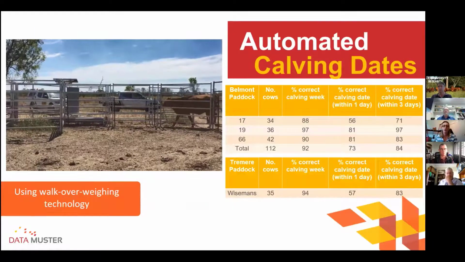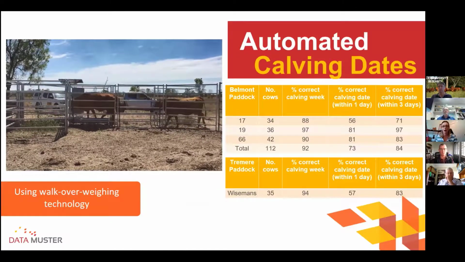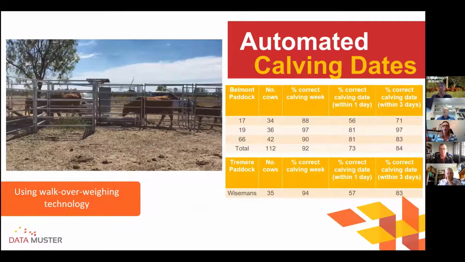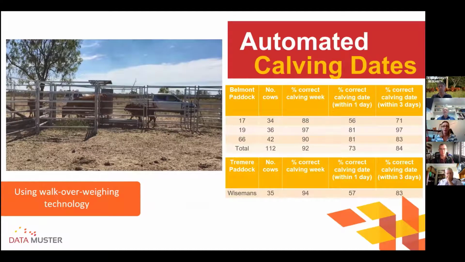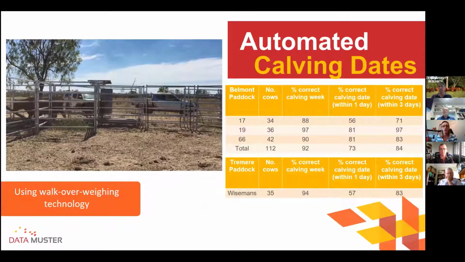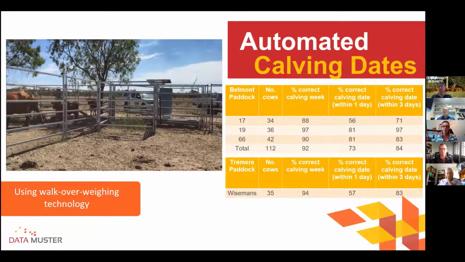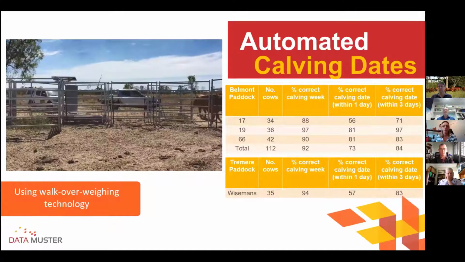We conducted a trial 2 years ago using 112 cows that calved in 3 paddocks at Belmont. The algorithm accurately predicted 92% of calvings within the correct week of calving, 73% of calvings within 1 day of the observed calving date, and 84% of calvings within 3 days of the observed calving date.